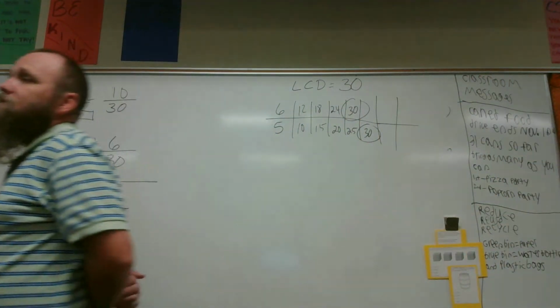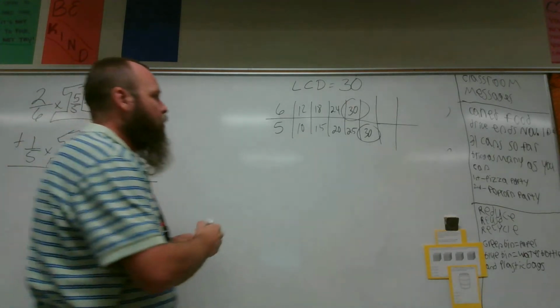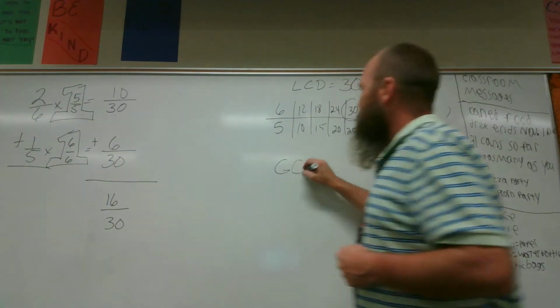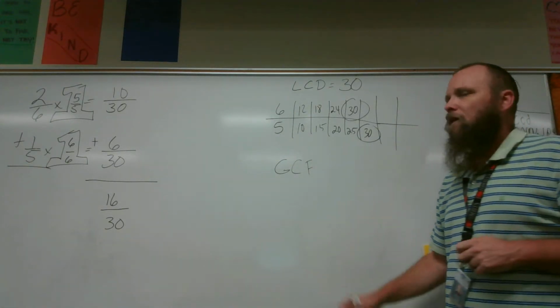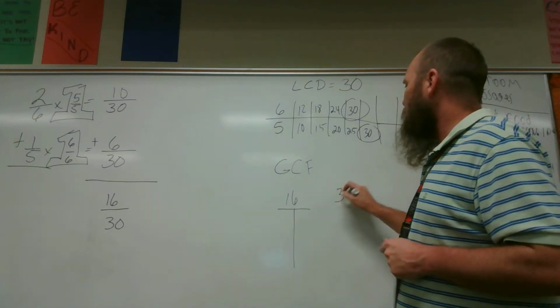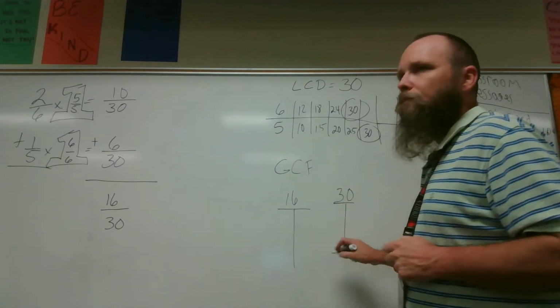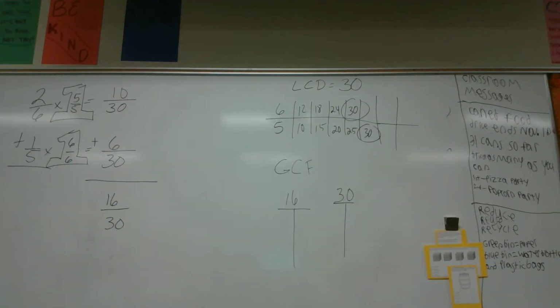Now we talked about simplifying fractions the last 2 weeks. And to do that, we had to find the greatest common factor. So we had to find the GCF of the numerator and the denominator. So in a moment, when I call on somebody to tell me the factors of 16 and the factors of 30, they will be able to do so.